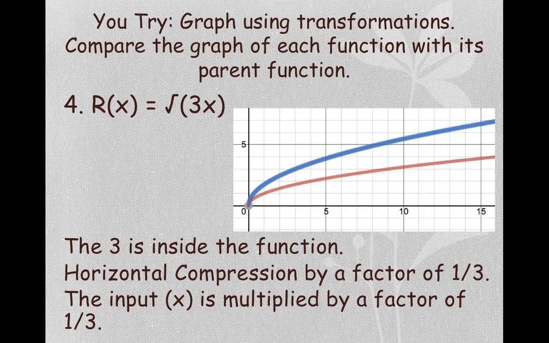r of x equals the square root of 3x, the argument 3x. The 3 is on the inside of the function. Since it's inside, it's a horizontal change. Since 3 is greater than 1, it's a compression. And since it's inside, we have to multiply the x by the reciprocal, which is 1/3.